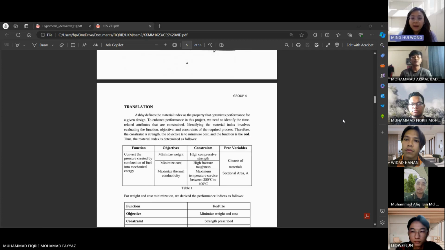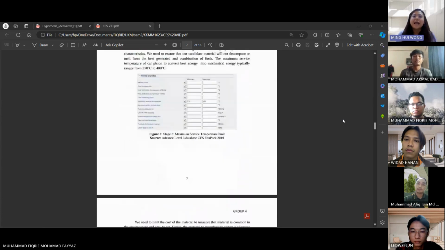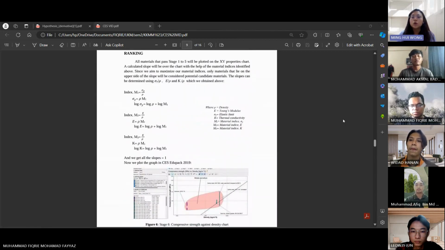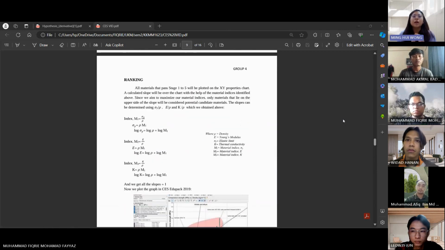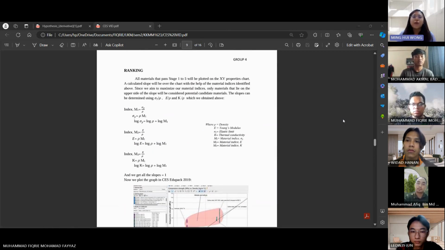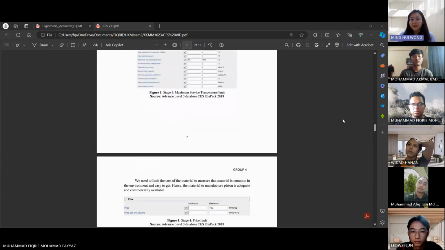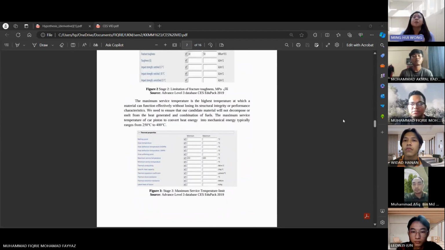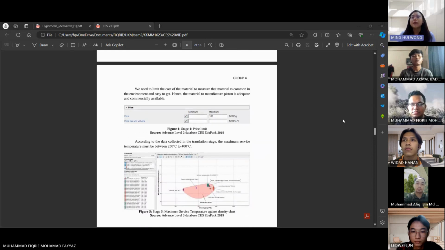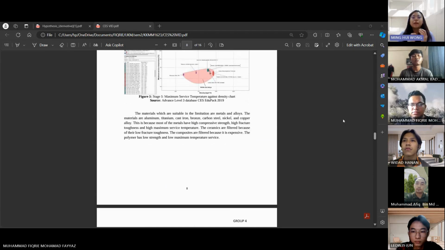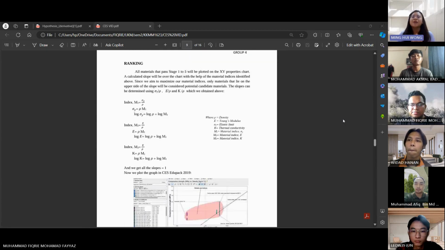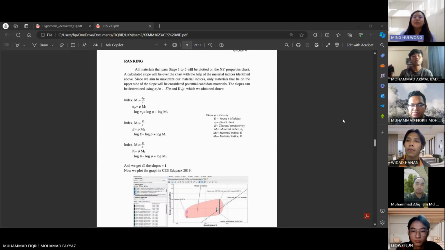For our analysis part, we use the advanced level 3 database in CES EduPack to perform translation, screening, and ranking to find the best materials for a car piston. We choose 4 criteria for our CES screening. The first criterion is compressive strength with a range of 200 megapascal to 500 megapascal. The second criterion is fracture toughness, set between 20 megapascal square root m and 50 megapascal square root m. The third criterion is the maximum surface temperature, ranging from 250 degrees Celsius to 400 degrees Celsius. The final criterion is the price limit.